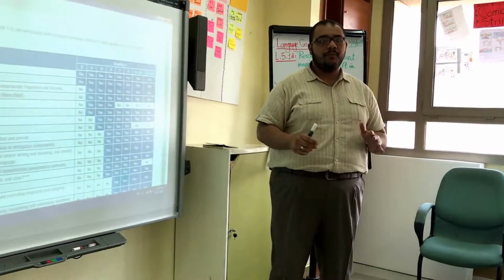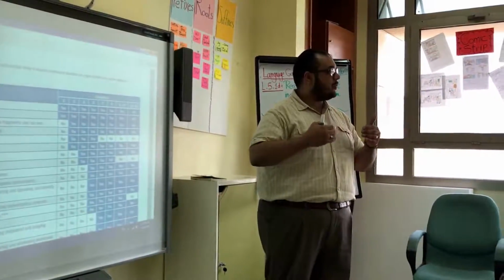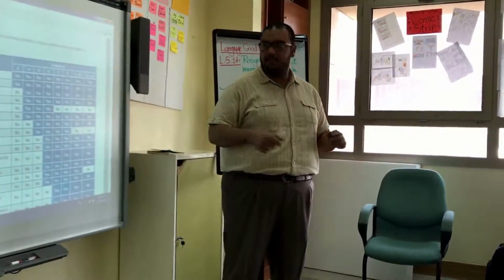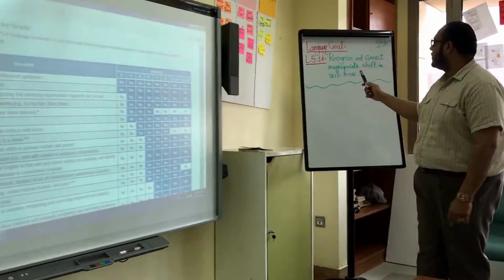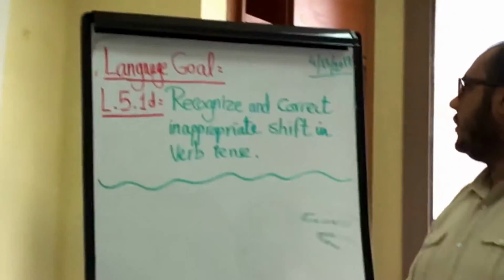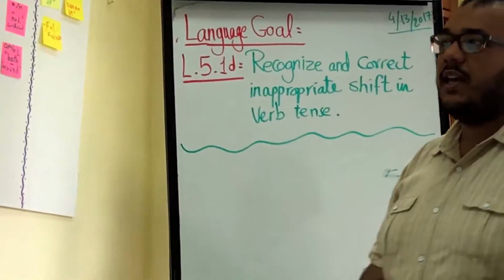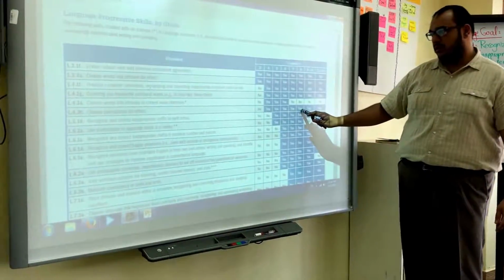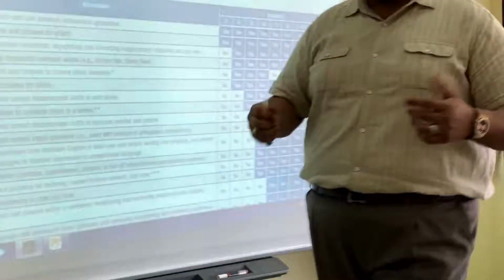Well, so for today, we're studying a new language goal. If you remember in our previous sessions, we have covered the different tenses and different forms of verbs. For today, we have a new language goal, language goal L51D: recognize and correct an inappropriate shift in verb tense. It's mandatory in the Common Core standards for your grade level. You're supposed to be covering this. So what do we have today?